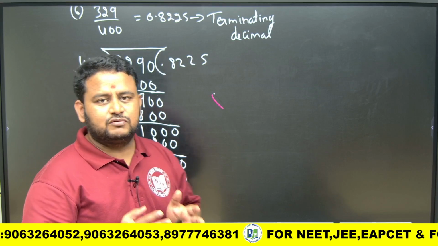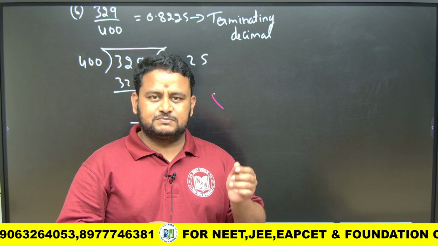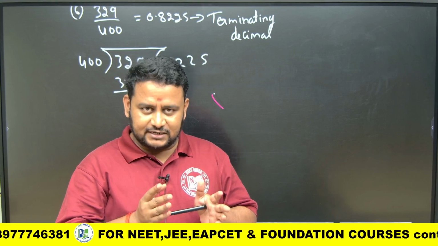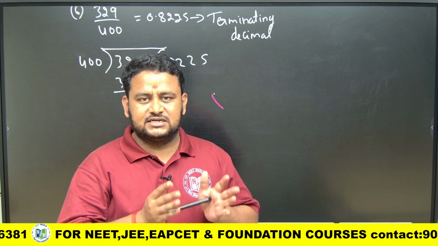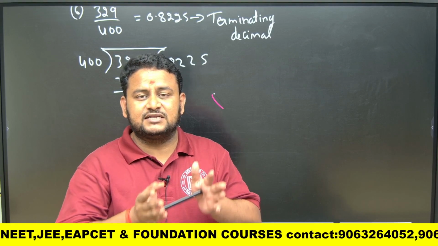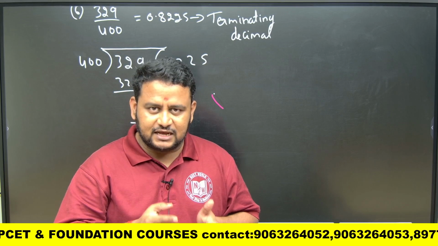So when it comes to 1.3, it is still not done. Then they will give 0.6 bar something like that, where it is a non-terminating and repeating decimal, and they will ask how to represent it. That is also a rational number. Then how to represent that in the form of p by q, they will ask. That is the next type of question which we will be learning in the next class.